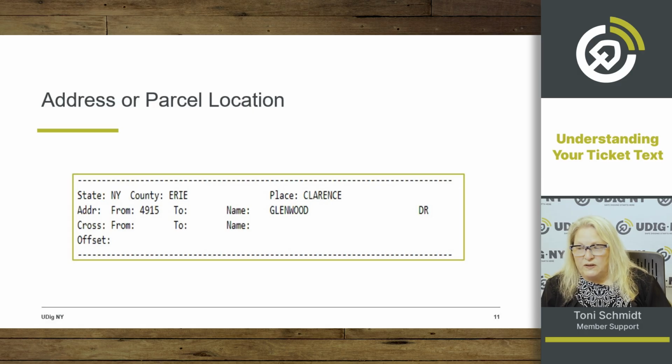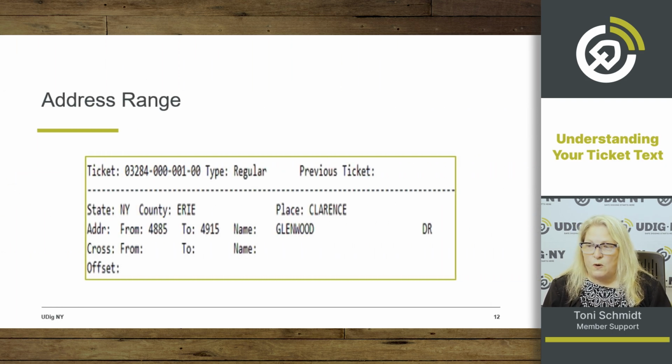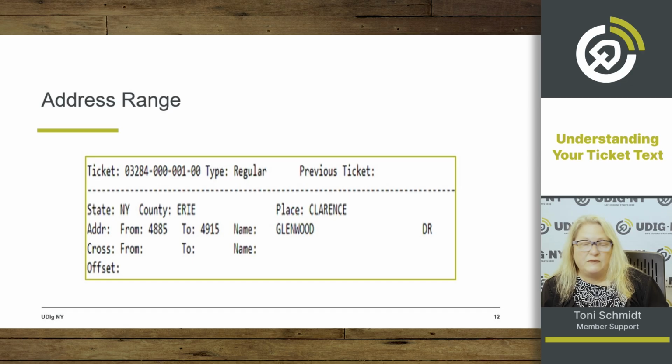Members use this address field to determine if they have facilities at or near the stated address. And we highly suggest that our members read the comments field just in case the excavator is working outside of that address. An address range is used when both the from and the to fields are utilized. The from and to fields will be filled in on occasion and should only be used when a consecutive excavation is taking place from one address to another on the same side of the road. For example, a new sewer main is being installed from house 4885 to house 4915 Glenwood Road.